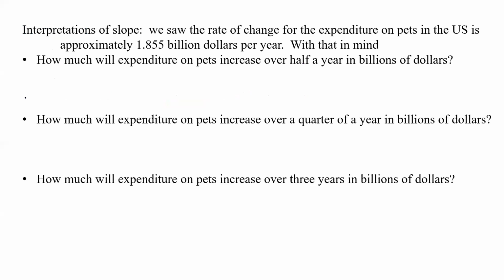Well, since we have a linear thing, if we go up 1.855 billion dollars, that's just going to be 1 year. So if we only went half a year, well, that's just going to be half as much. So now it's going to be one half of 1.855. If we take 1.855 divided by 2, that's going to be roughly 0.9275 billion dollars. Okay, so that's how much they'll spend.